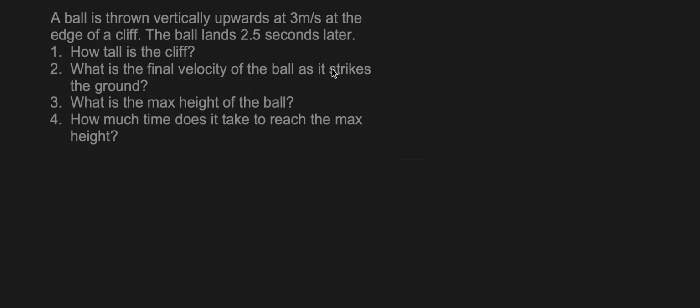Welcome to the second kinematics equations problem. This is the second one. This is going to be a little bit more challenging than the first one.